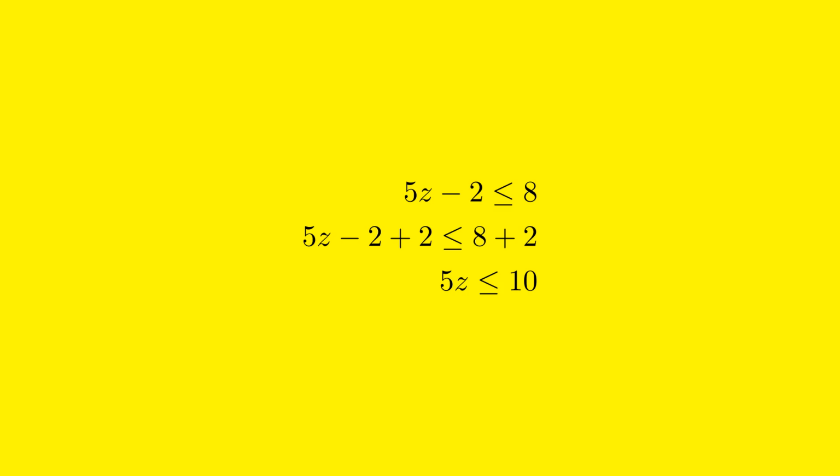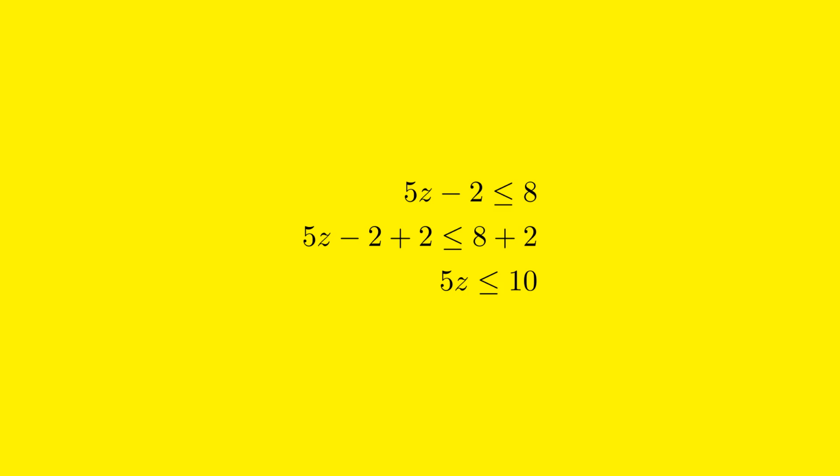So we start with the inequality 5z minus 2 less than or equal to 8. To isolate the term with z, we need to get rid of the minus 2 on the left side. We do this by adding 2 to both sides of the inequality. Adding 2 to the left side, we get 5z minus 2 plus 2, which simplifies to just 5z because minus 2 plus 2 equals 0.